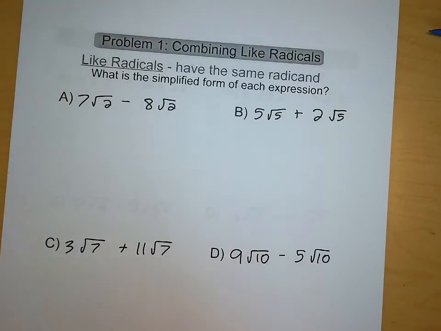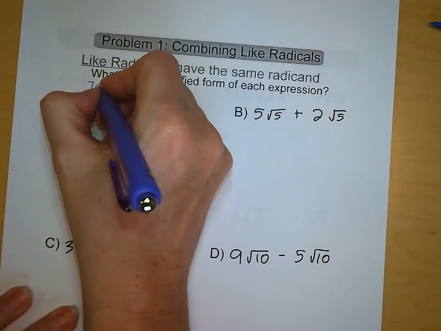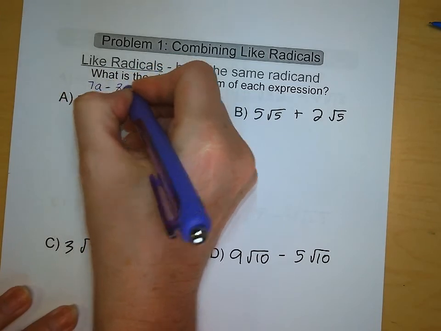So problem number 1 for today is going to be combining like radicals. And a like radical is when they have the same radicand.